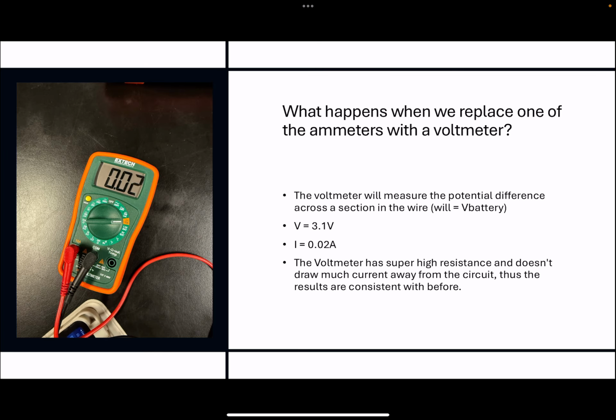If we replace one of the ammeters with a voltmeter, the voltmeter would be in parallel to the circuit and will measure the potential difference, which would be about 3 volts. Since the voltmeter has such high resistance, it's not going to pull any current away from the system, such that the current of the system is going to remain the same, 0.02 amps.